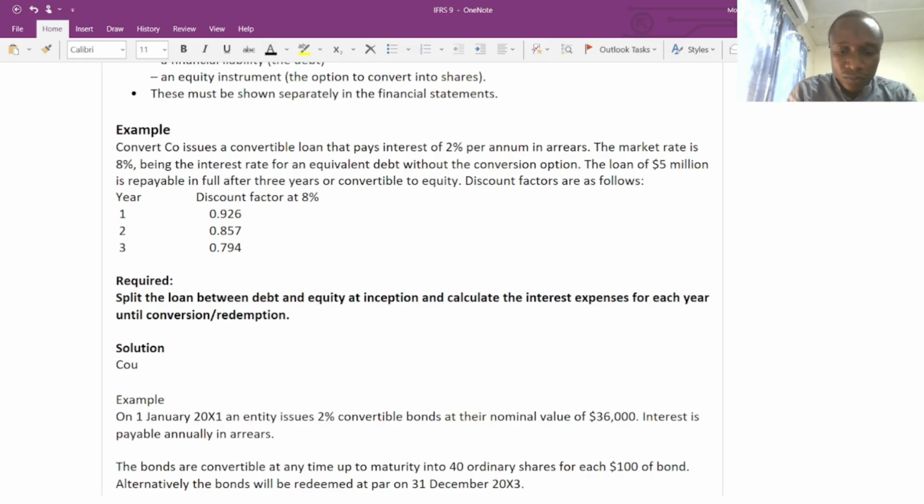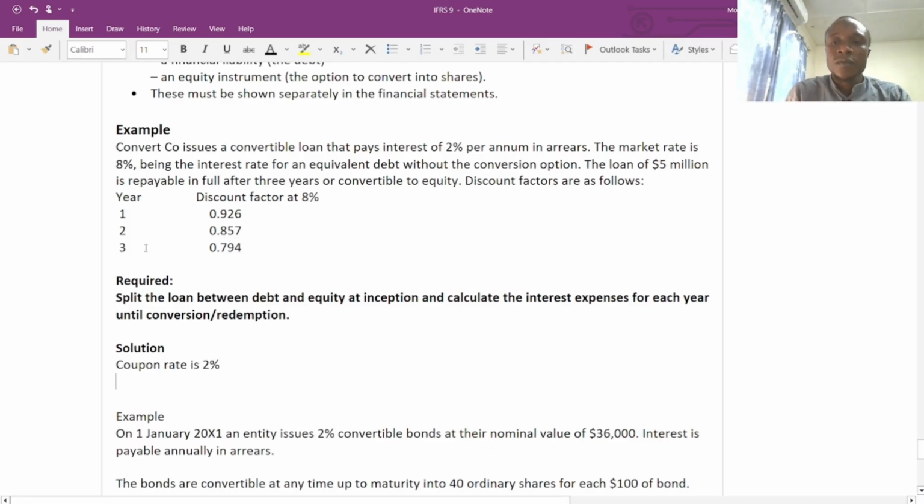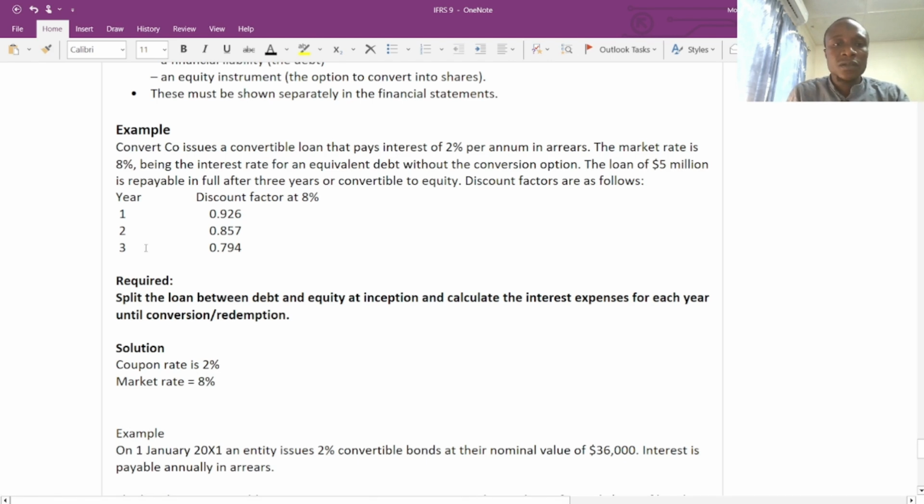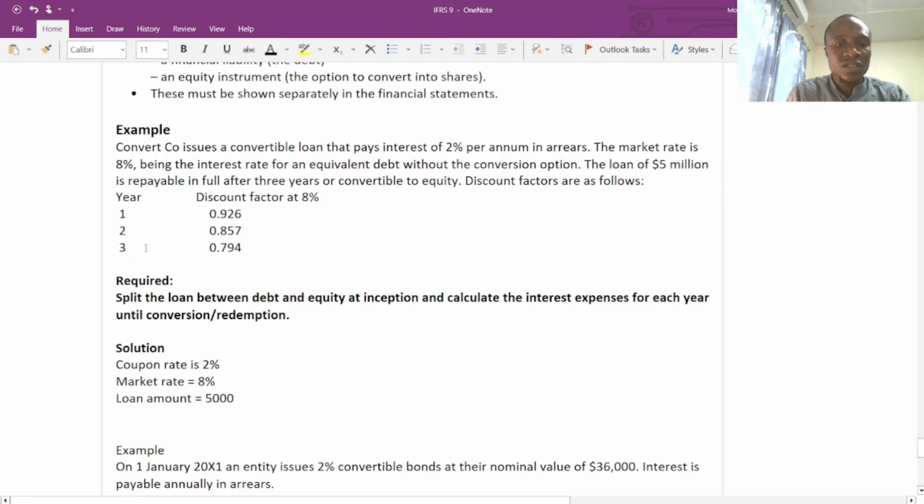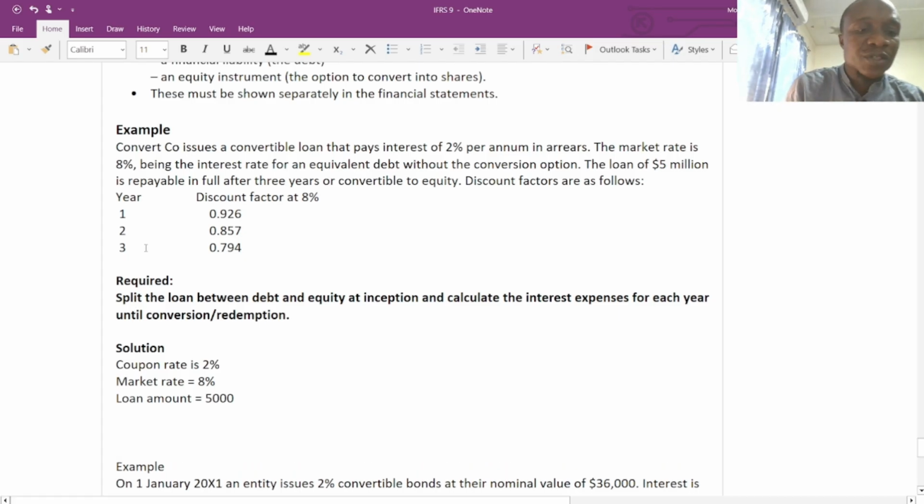Convertco issues a convertible loan that pays interest of 2%. So coupon rate is 2%. The market rate is 8%, right? And the loan of 5 million, the proceeds, the loan amount is equal to 5,000, in thousands. It's payable in full in 3 years. So the period is 3 years. So these are the discount factors given. So basically, we need to split between the debt and the equity.